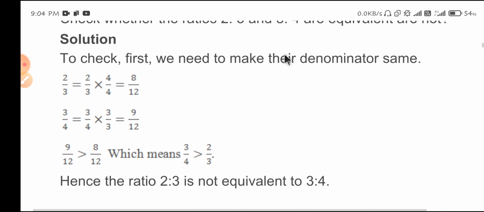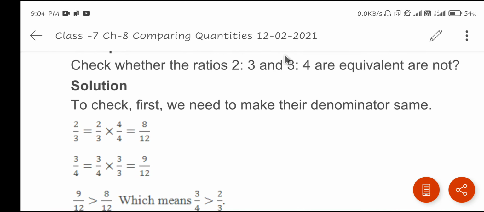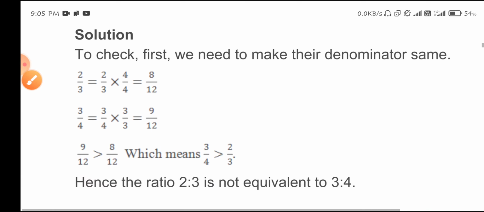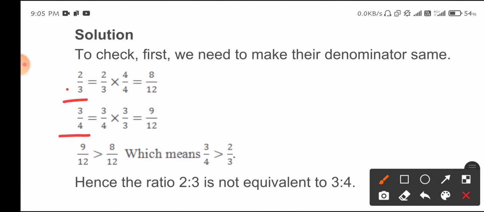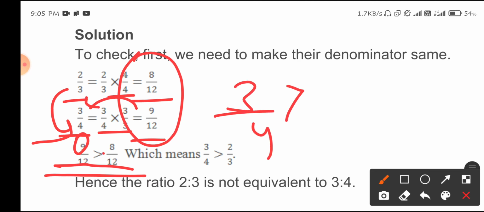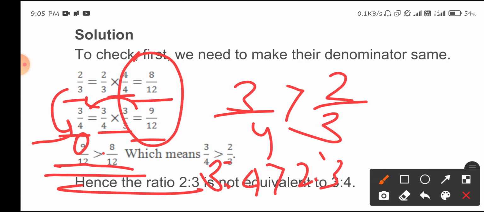First of all, how can I write the ratio? 2 ratio 3 we can write as 2 upon 3. So write 2 upon 3 and 3 upon 4. Now you can see both denominators are not the same. As denominators are not the same, we'll take the LCM, so that we get the same denominator. The LCM will be 12. So if you multiply by 4 here, we'll multiply by 3 there. So 8 by 12 and 9 by 12. Now you can see denominators are the same, so we have to compare the numerators. 9 is greater than 8, and 9 by 12 is the equivalent of 3 by 4. It means 3 by 4 is greater than 2 by 3, or 3 ratio 4 is greater than 2 ratio 3. It means they are not equivalent.